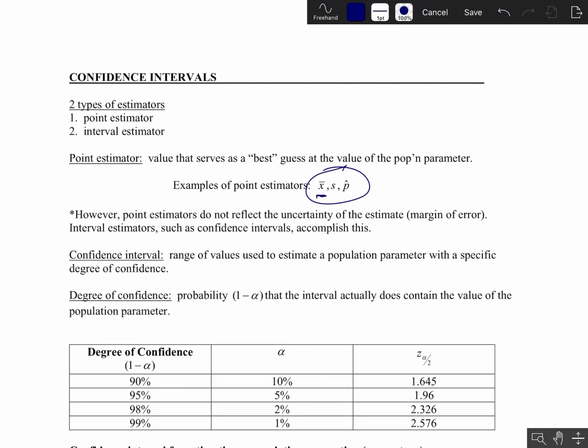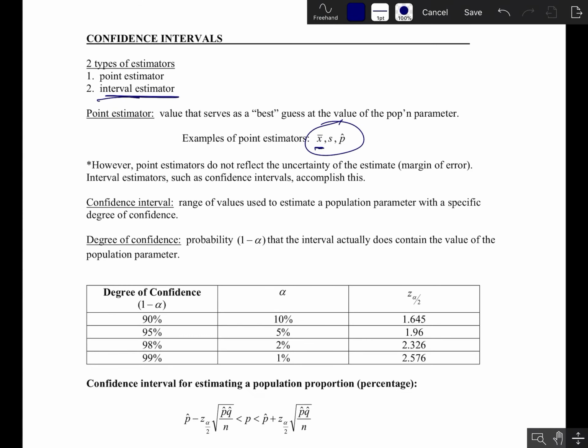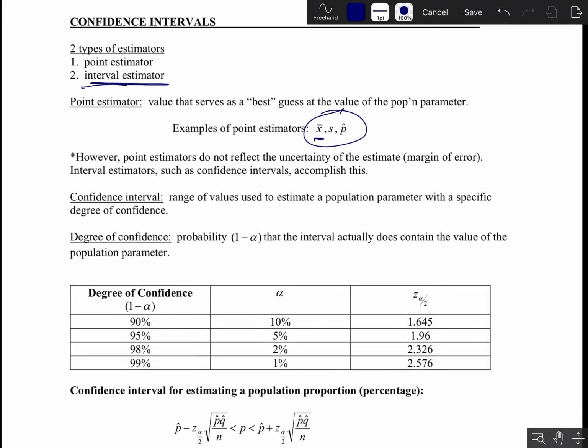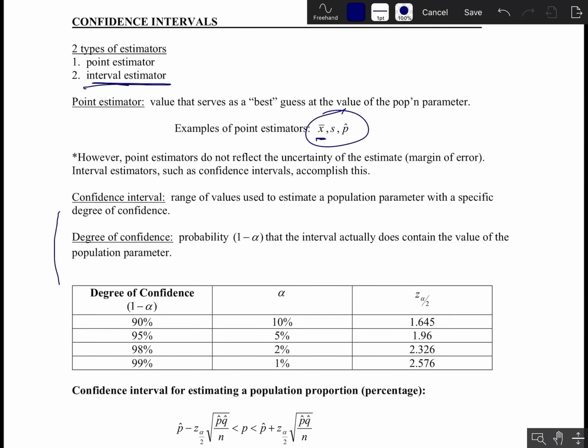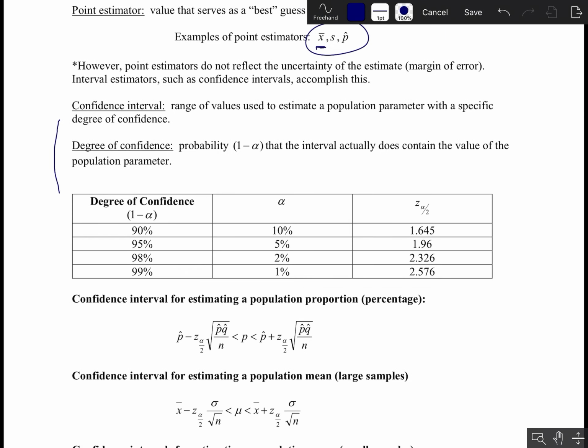And now what we're going to do is look at the second kind of estimator, which is the interval estimator. So now we're going to try to come up with an interval, and inside of that interval, we can be reasonably confident that the actual population parameter lives. So here I'm going to introduce some terminology. We have this confidence interval, that's the range of values that we're going to use to try estimating our population parameter, and we also have a certain degree of confidence.